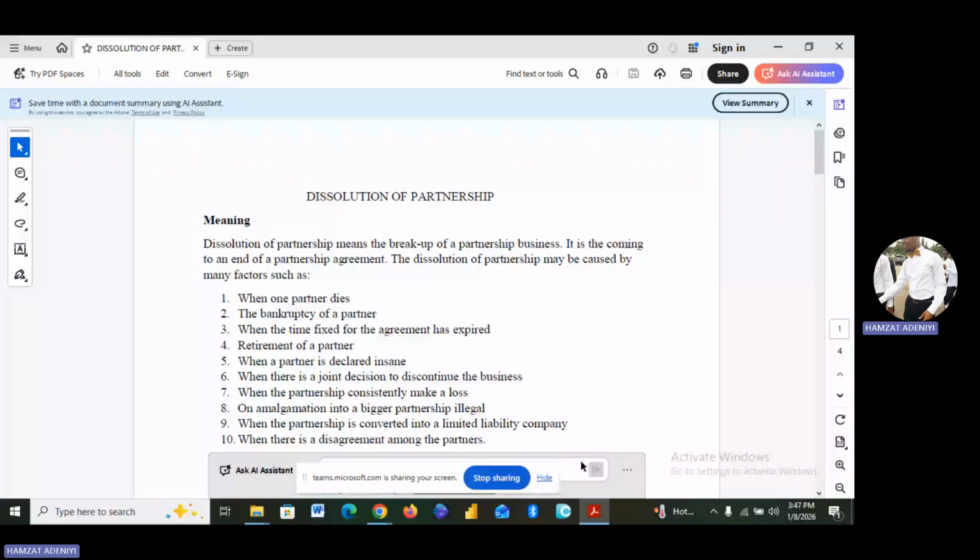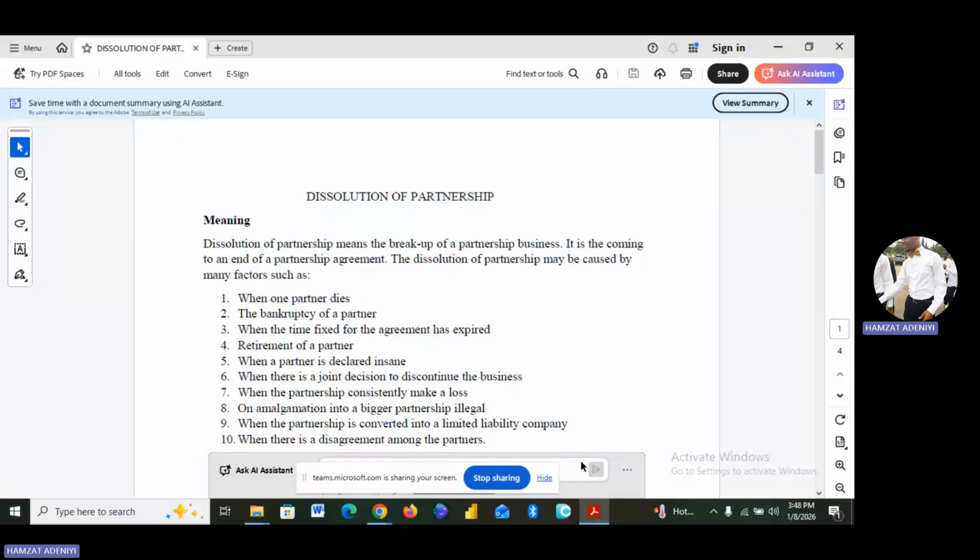The topic for the day is dissolution of partnership. As you are aware, we started with partnership accounts, where we talked about the final accounts of a partnership business. As a partnership business, you are to prepare the trading profit and loss account, the appropriation account, and also the current account and a statement of financial position, which is also known as the balance sheet.